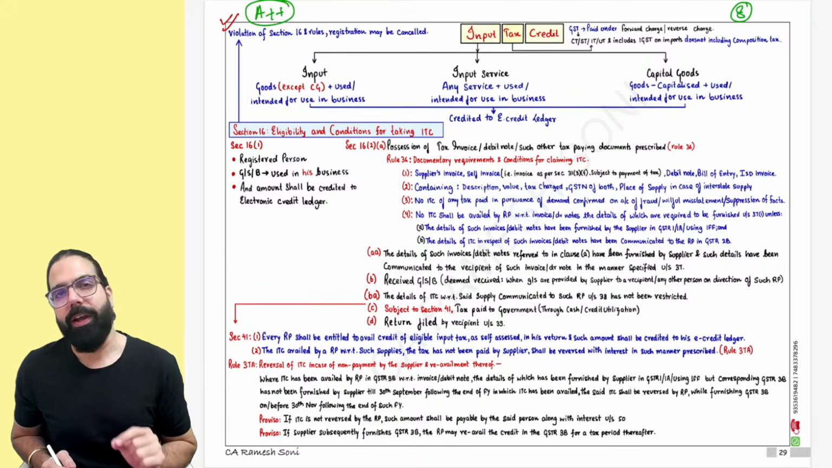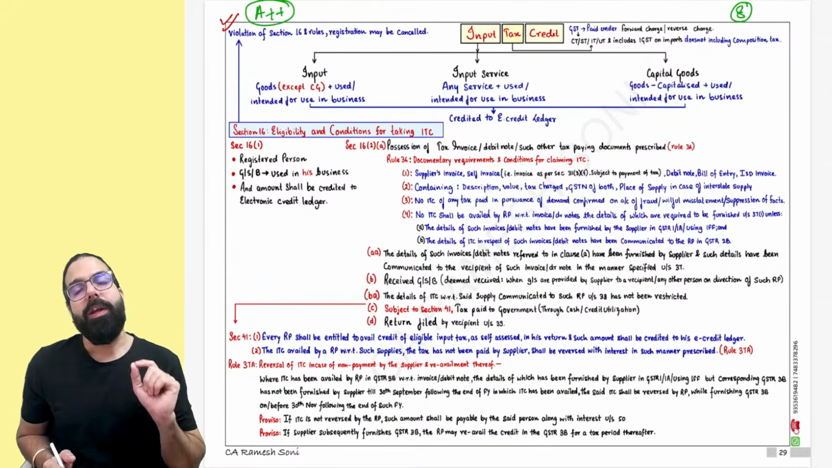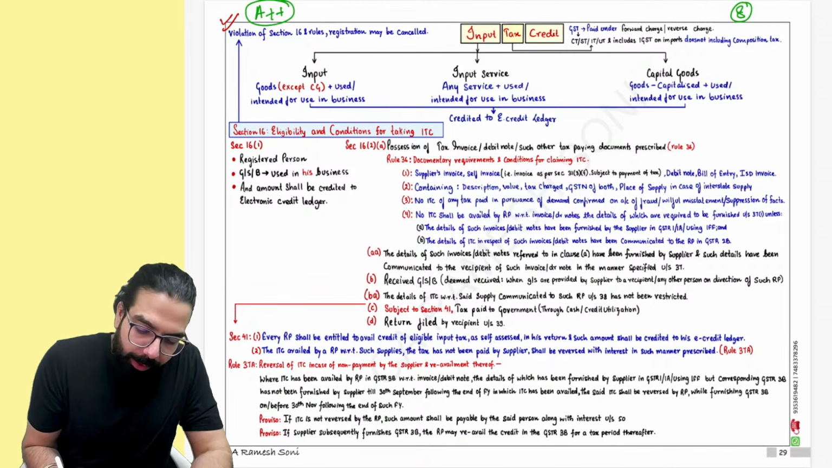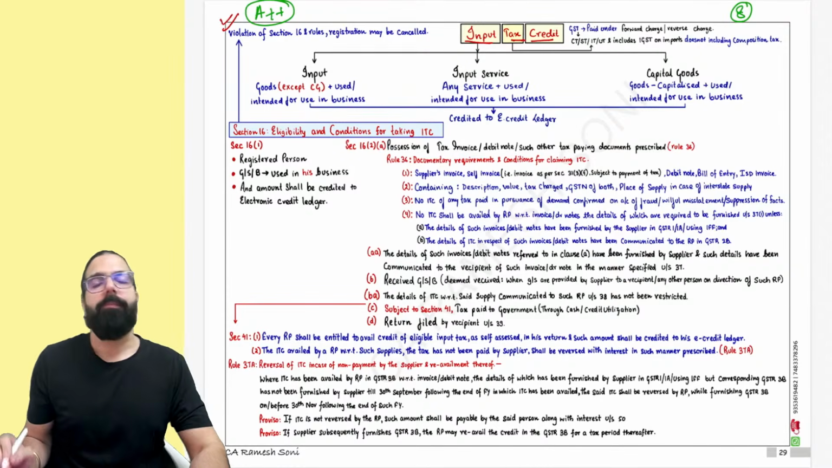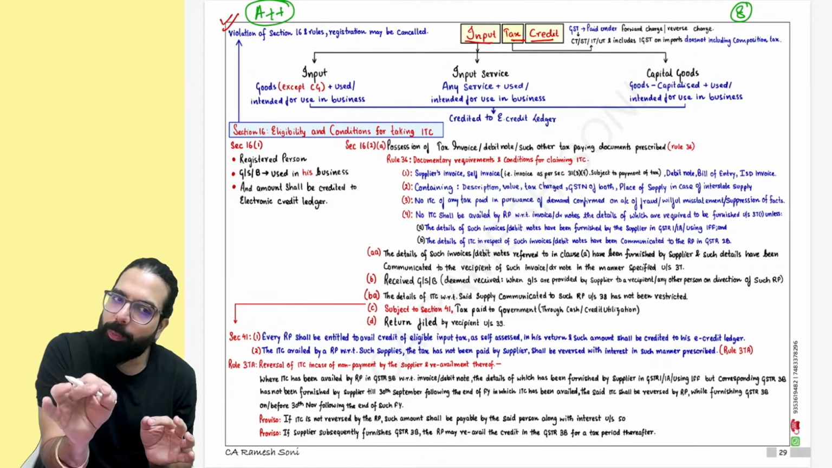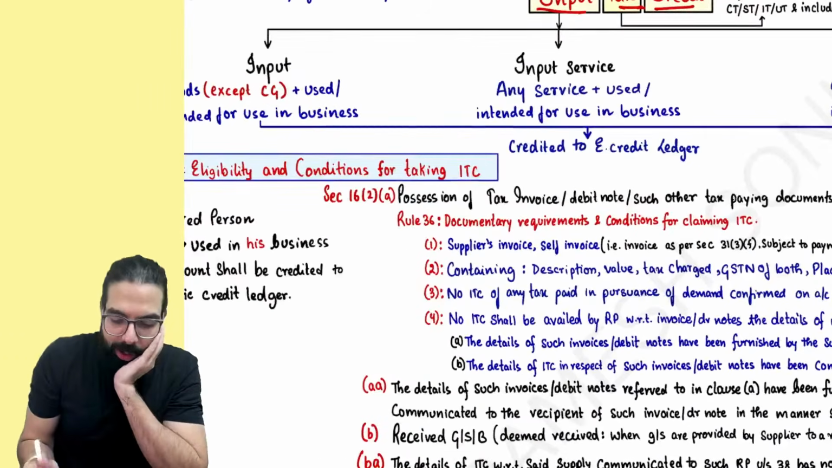Input tax credit. It is one of the easiest chapters, Baba, if you concentrate and do it. Listen carefully. Input tax credit. All the inputs which you buy, whatever tax you pay, you get the credit. So, sir, can you tell what do you mean by input?